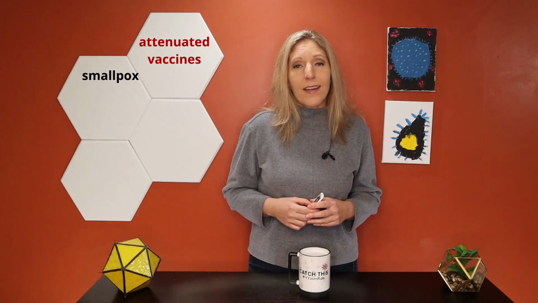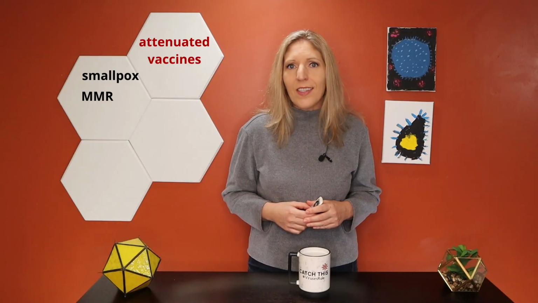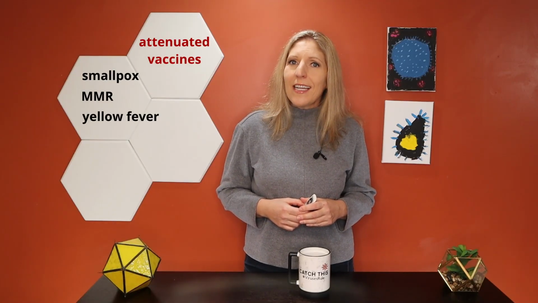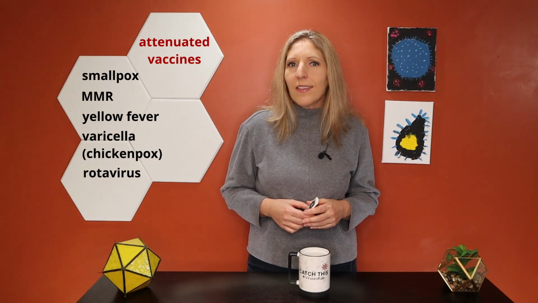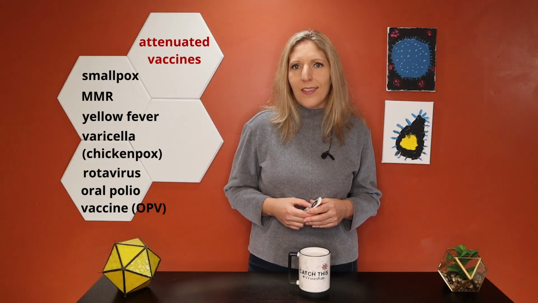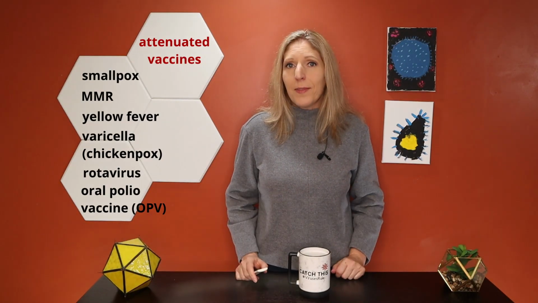Other attenuated vaccines include the measles, mumps, and rubella or MMR vaccine, yellow fever vaccine, the varicella or chickenpox vaccine, rotavirus vaccine, and the oral polio vaccine, also known as OPV, which is used primarily in underdeveloped countries.